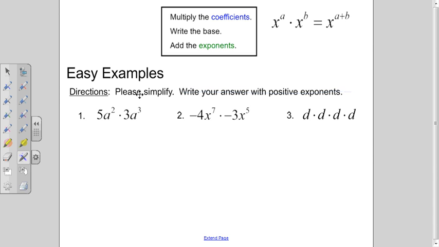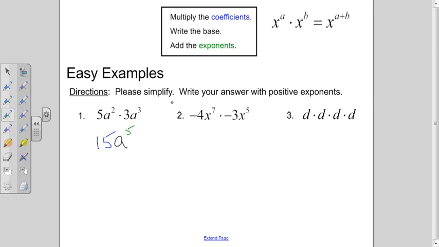I will try to color coordinate these with the colors that I have up here. So here in number 1 it says 5a squared times 3a cubed. So we will in fact multiply the coefficients of 5 times 3 and get 15. We'll write the base, which in this case is a, and we'll add the exponents. 2 plus 3 will be 5.